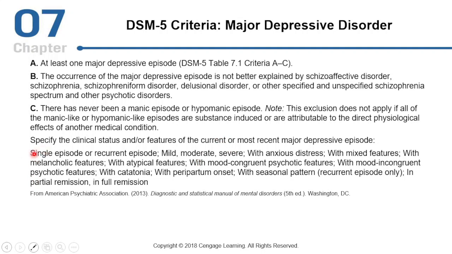Okay. Specify the clinical status or feature of the current or most recent major depressive episode. So, again, if it's a single episode or a recurrent episode, you also have to specify if the display of the symptoms are mild, moderate, or severe, or if it has anxiety features or with anxious distress, with mixed features, with melancholic features, atypical features. So, all of these are going to be presented more explicitly in the DSM-5 TR. So, this is why you really need to read that kasi pag nandito lang sa slides, hindi nyo siya maintindihan kung ano yung mga features na yon.